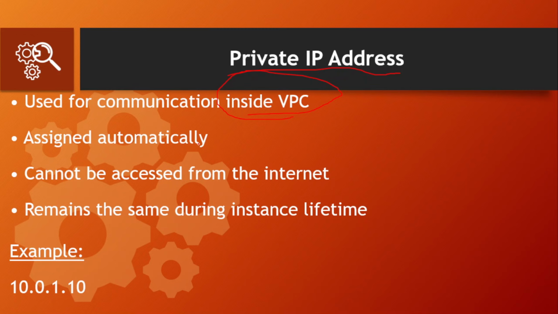Also, a private IP remains the same during the life cycle of the instance, even if you stop and start it. This is an example of a private IP: 10.0.1.10. So think of a private IP as an internal network address.